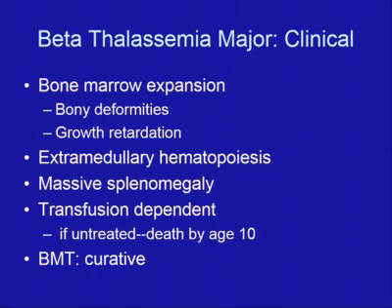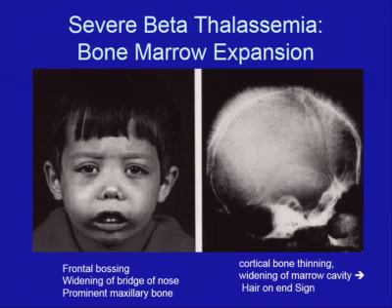And the radiologist called us. They were worried she had a cancer in her chest, and it turned out it was just hematopoietic tissue from her thalassemia. They tend to have massive splenomegaly, and then they're transfusion dependent. So if you don't transfuse them, they don't survive. If you don't do anything, usually by age 10, this is the outcome. The current standard of care is we will try to transplant these patients, and then there is emerging gene therapy in the works.